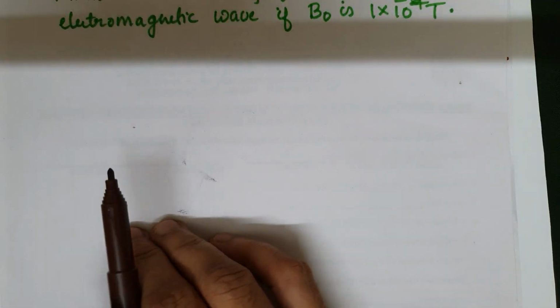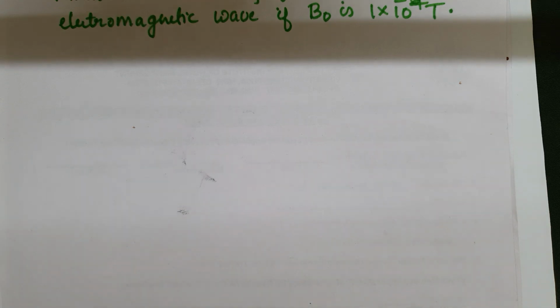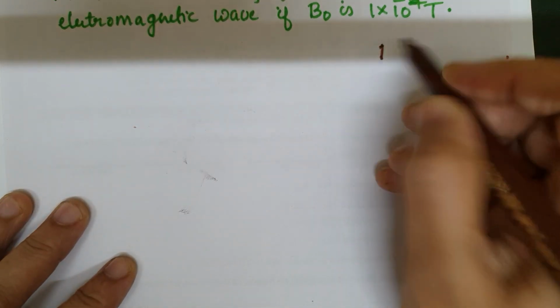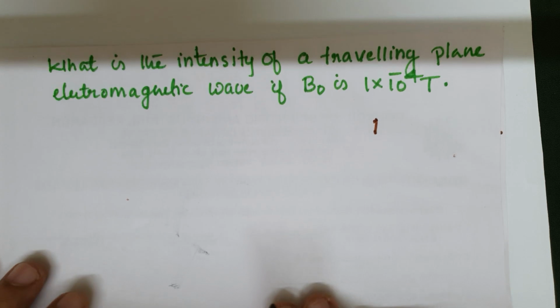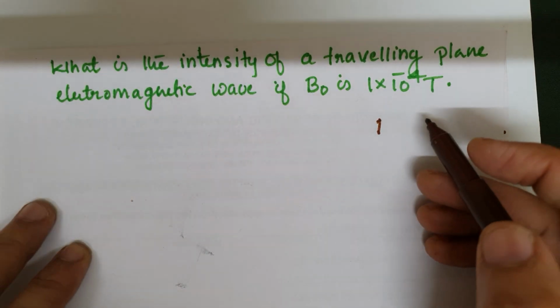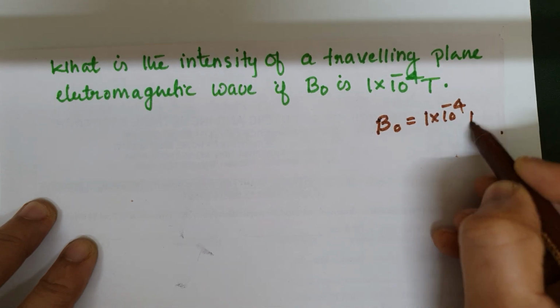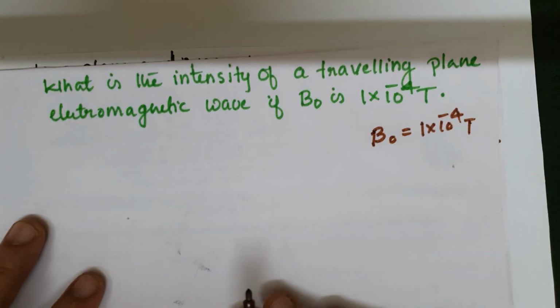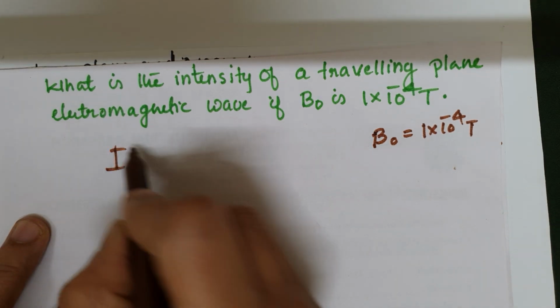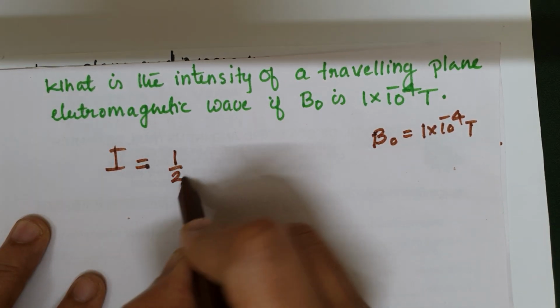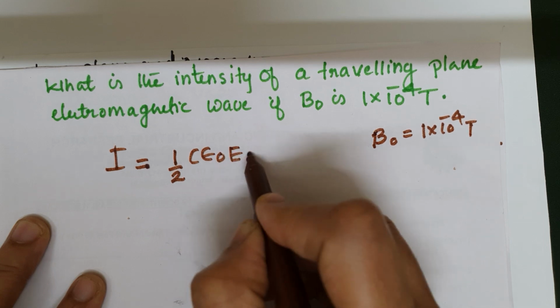And the next problem is, what is the intensity of a traveling electromagnetic wave if B0 is 1 into 10 raised to minus 4 tesla. Here also B0 is given. What is the intensity of a traveling plane electromagnetic wave if B0 is 1 into 10 raised to minus 4 tesla. This is B0. The intensity is given using this equation. I is equal to half c epsilon 0 E0 square.